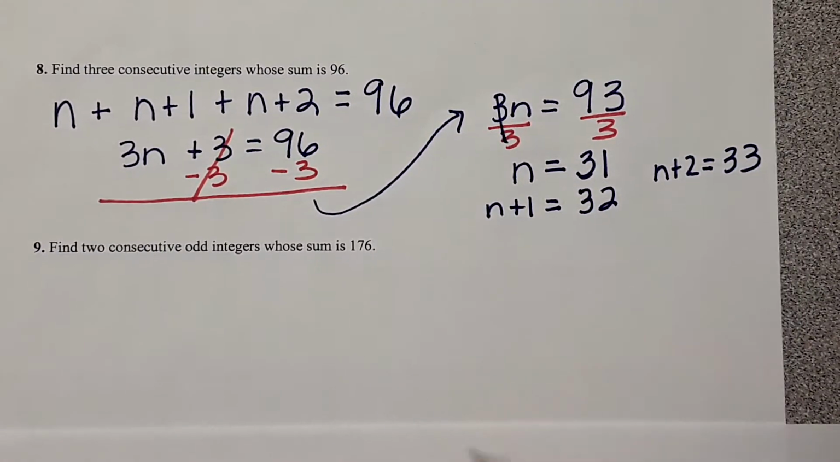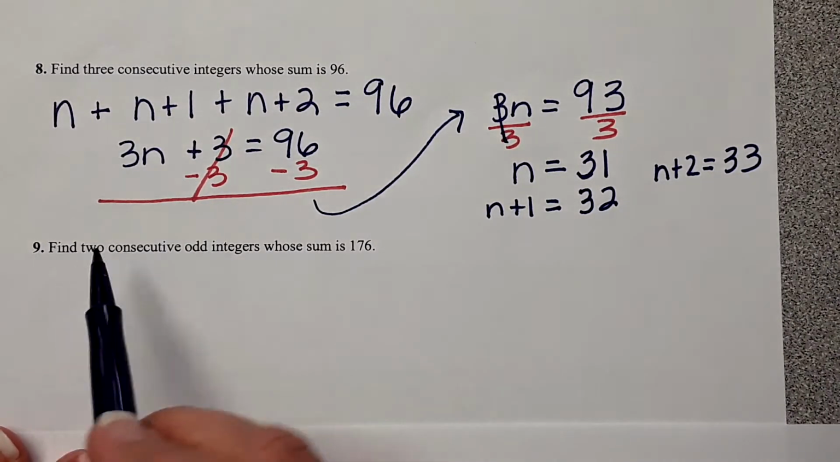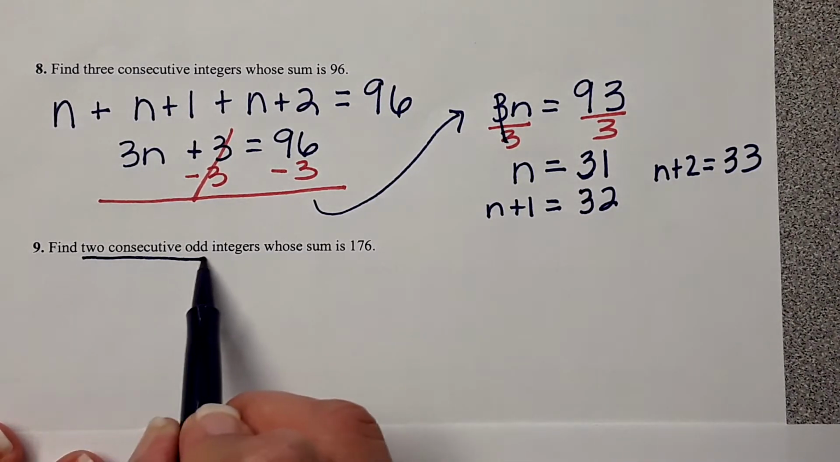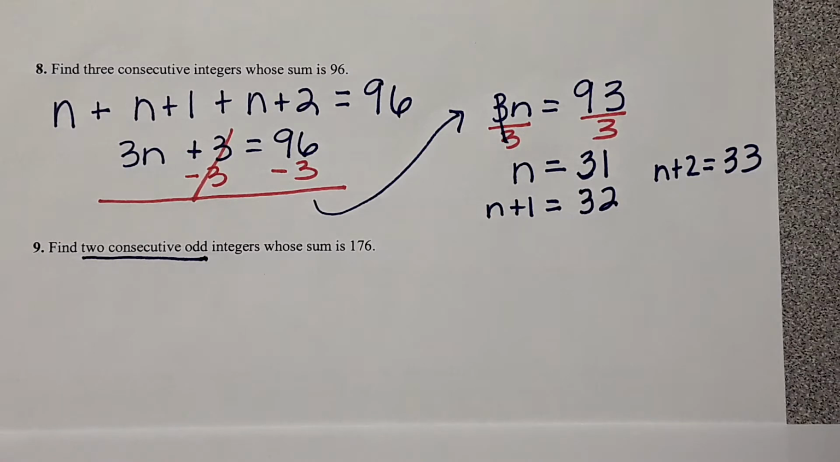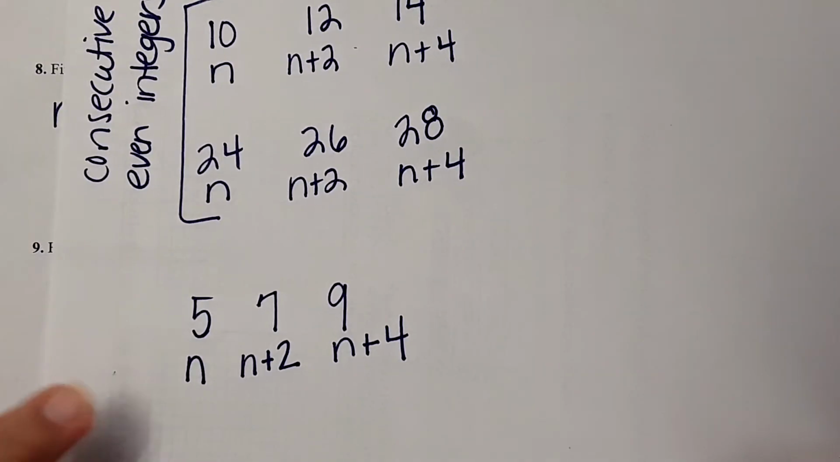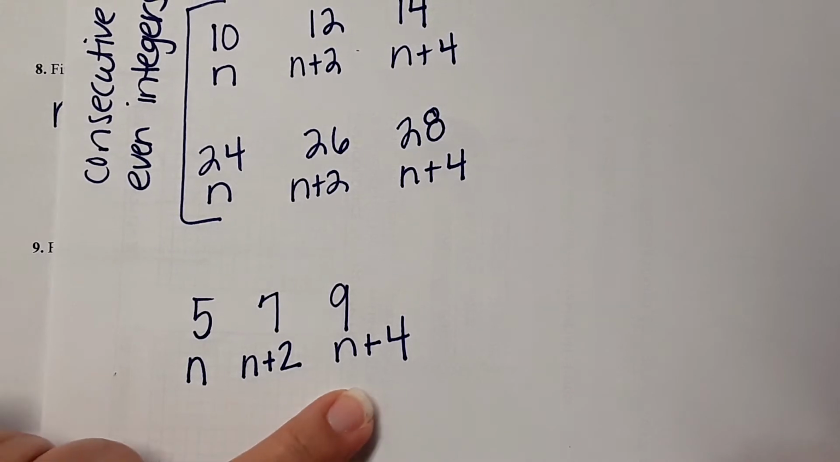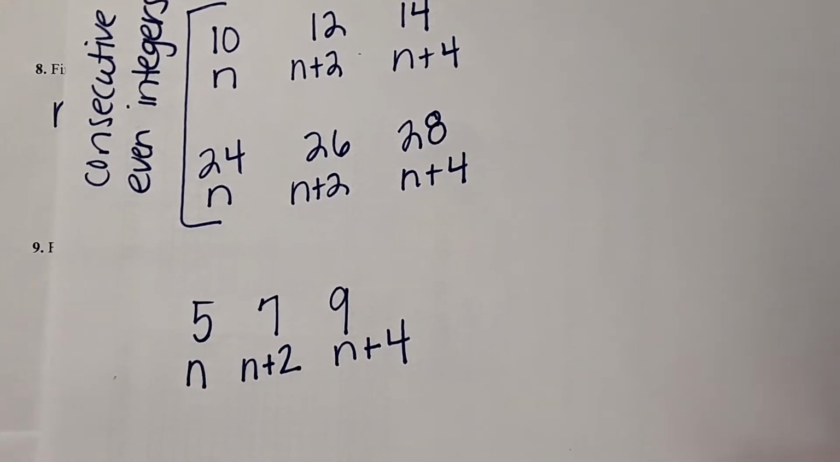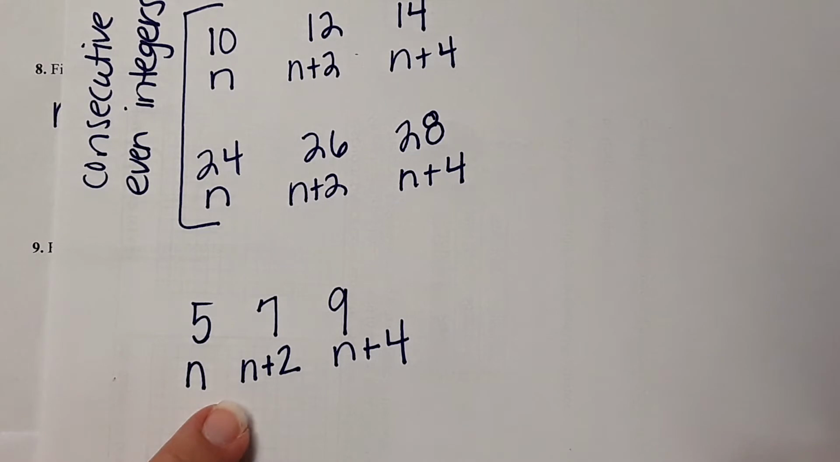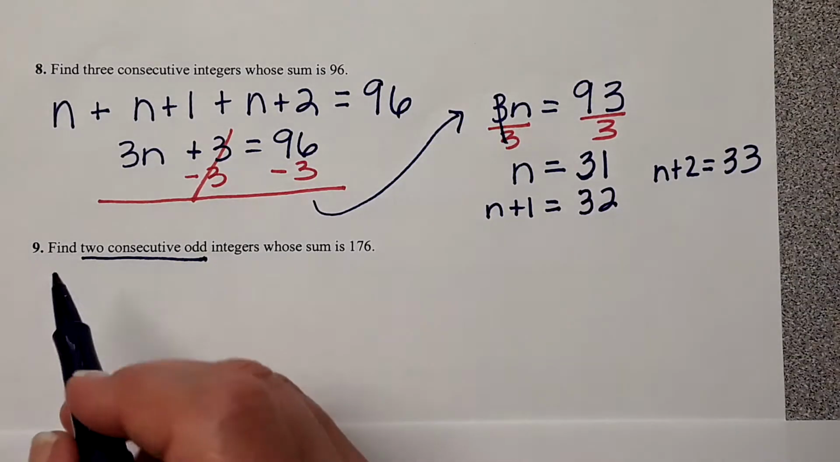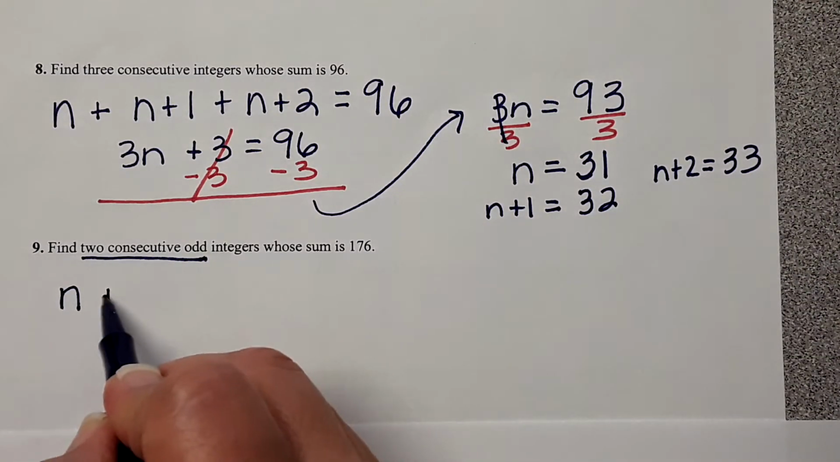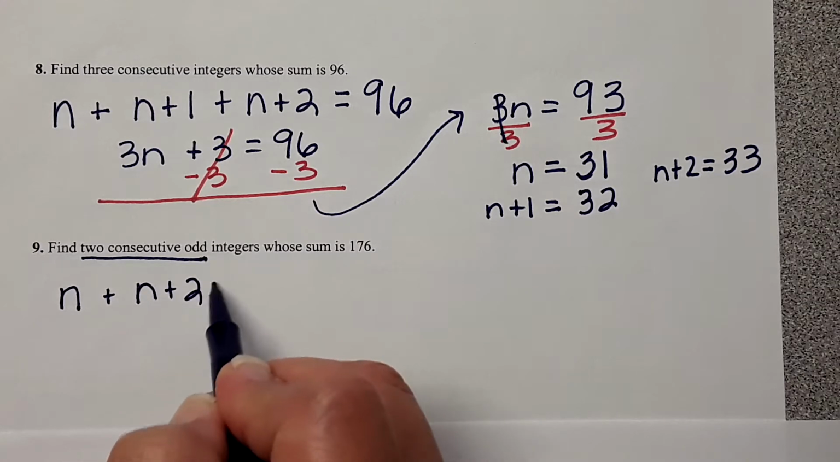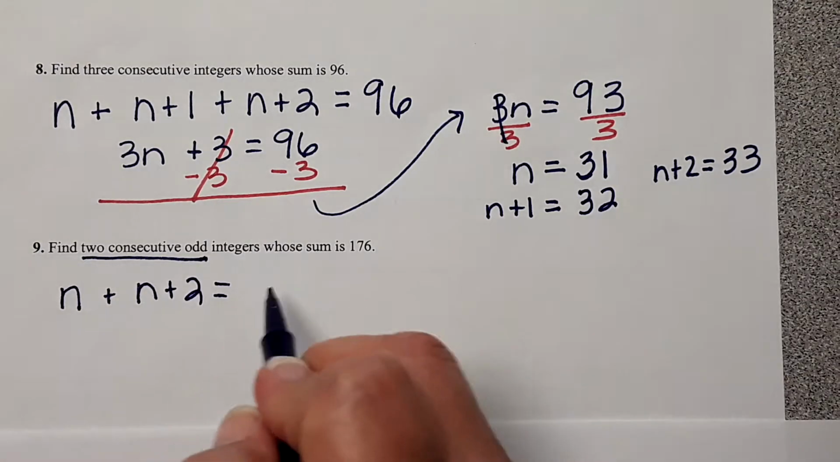Okay. Now it says what? Find how many? Consecutive odd. Okay, so that means when we did this, right? Consecutive odds are n and n plus 2 and n plus 4. But we only need 2, so we're only going to need the n and the n plus 2. So we're going to do n plus n plus 2 equals what? 176.